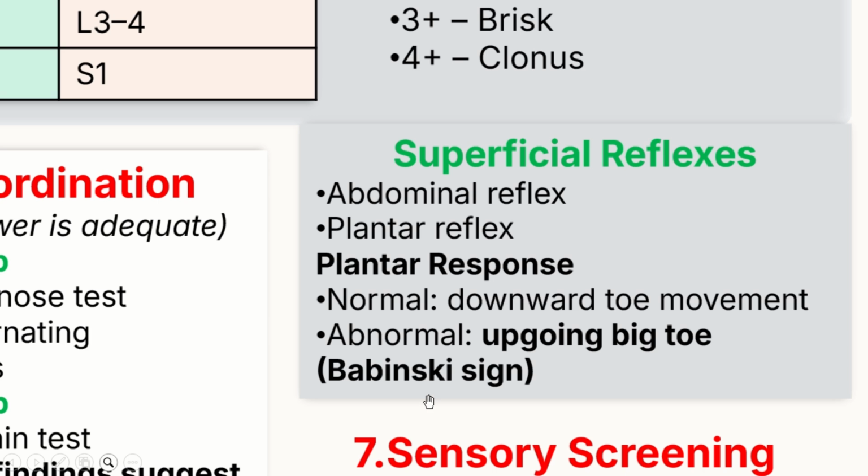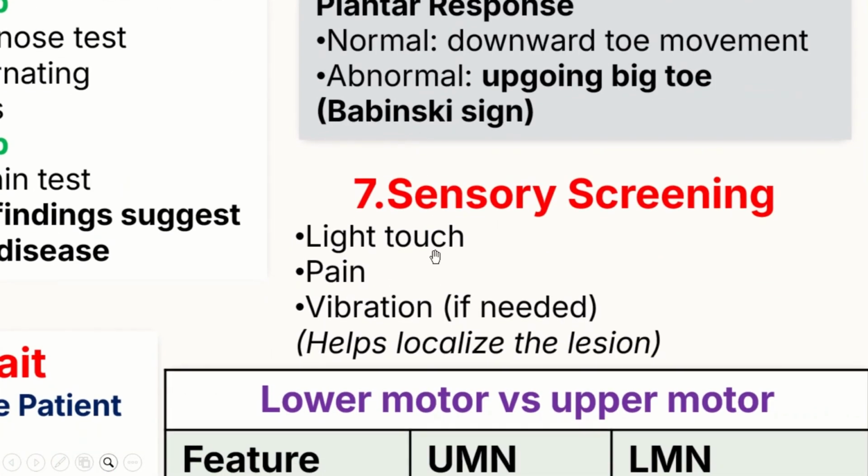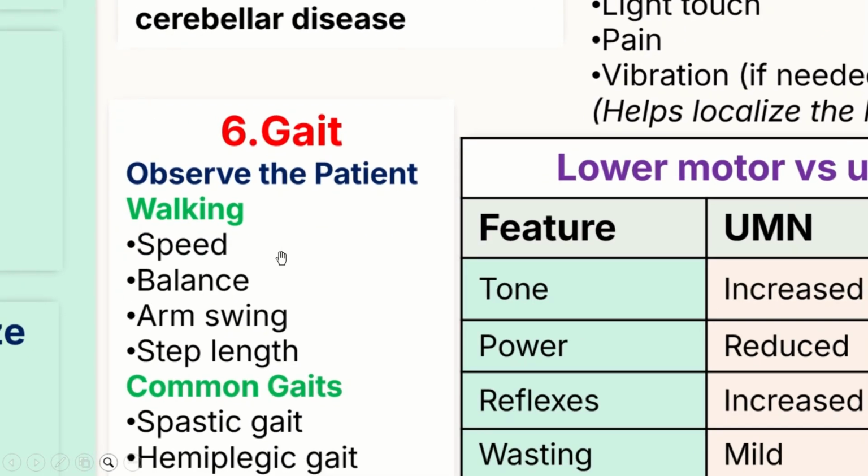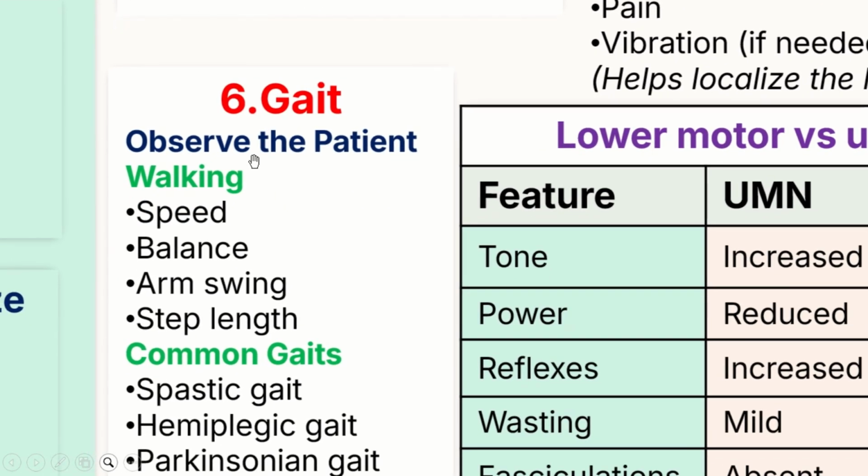Then we have a sensory screening, or we have the gait. Let's go to the gait first, where you want to observe the patient, how they are walking: their speed, their balance, their arm swing, and their step length. That is very important. Sometimes the balance can be poor if they have cerebellar issues. For the arm swing, patients with Parkinson's tend to be a bit rigid. And for the step length, they have very short steps, which is a short stepping gait, or a shuffling gait. That is commonly seen in Parkinson's.